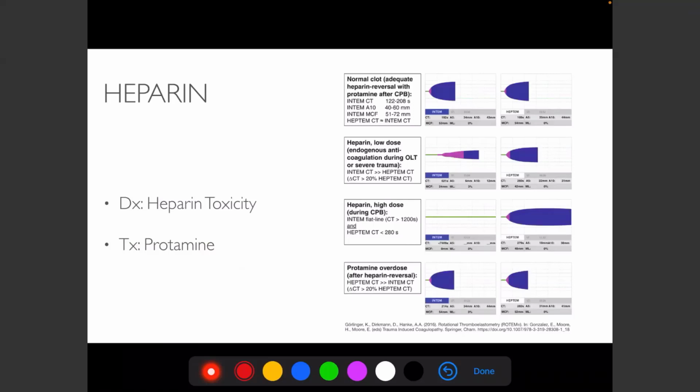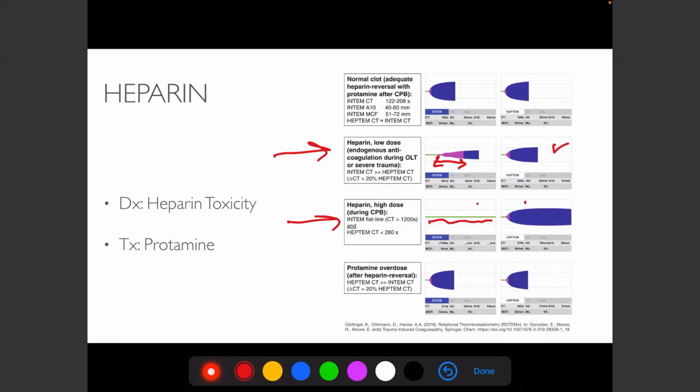So this was out of the Korean Journal of Anesthesia. They did a couple things on different dosing. So if you notice for heparin toxicity, it doesn't have to be like the last example where it doesn't even get a clot. You see? This one, it gives a clot, it's just super weak, super prolonged, but then your HepTEM's normal again here. So it's a lower dose of toxicity, but you're still toxic. So it doesn't always look like this one and this one.